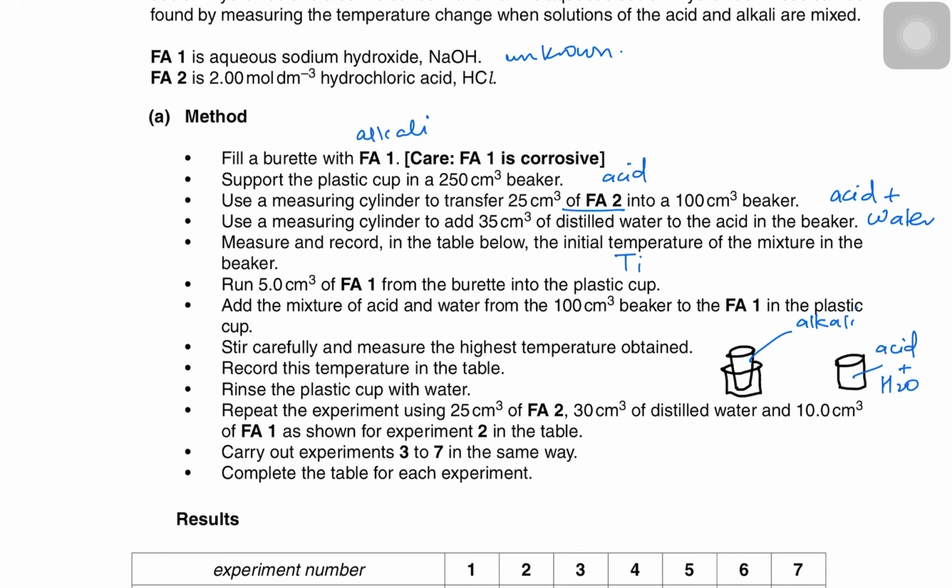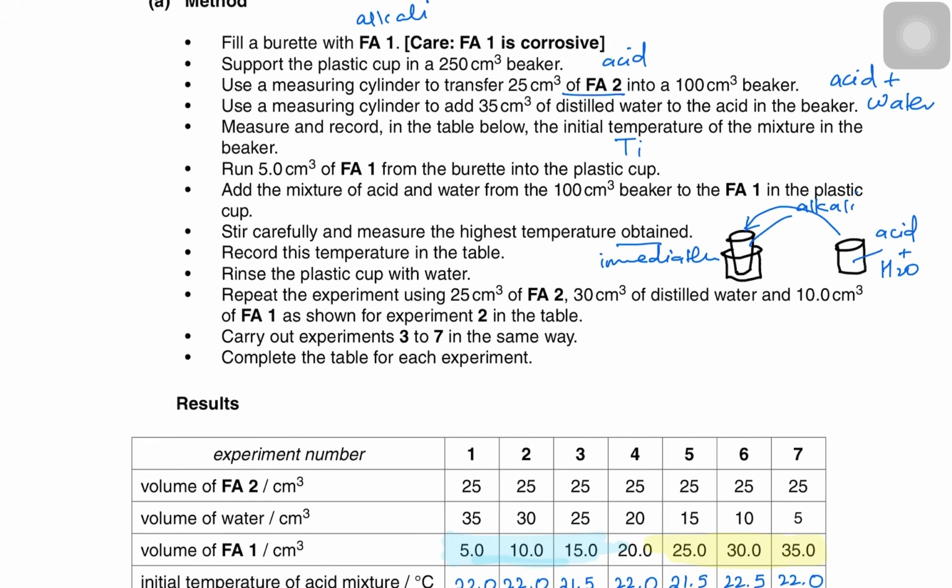So add the mixture of acid and water from the 100 cm³ beaker to the FA1 in the plastic cup. Now you are mixing them. Stir carefully and measure the highest temperature obtained. Do it immediately because you don't want to allow the heat to be dissipated to the environment. Rinse the plastic cup. Repeat the experiment using 25 cm³ of FA2, 30 cm³ of distilled water, and 10 cm³ of FA1.